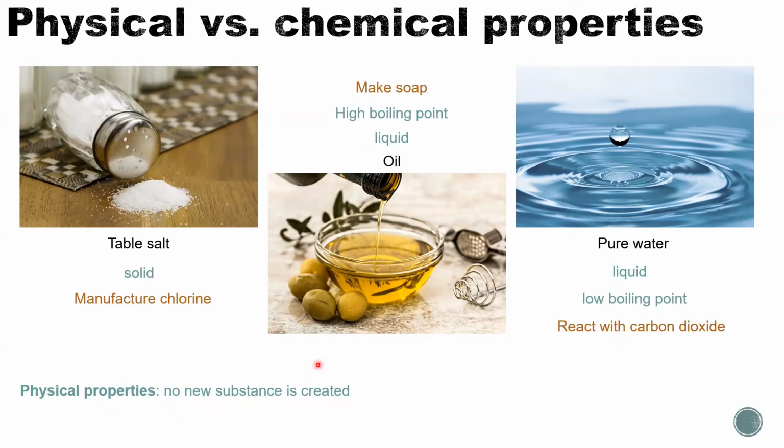Also, we can say the salt can be used to manufacture chlorine. Oil can be used to make soap, and water can react with carbon dioxide. These properties in red are all chemical properties because obviously they make new substances. So the key to distinguish a physical and chemical property or process is whether a new substance is created.